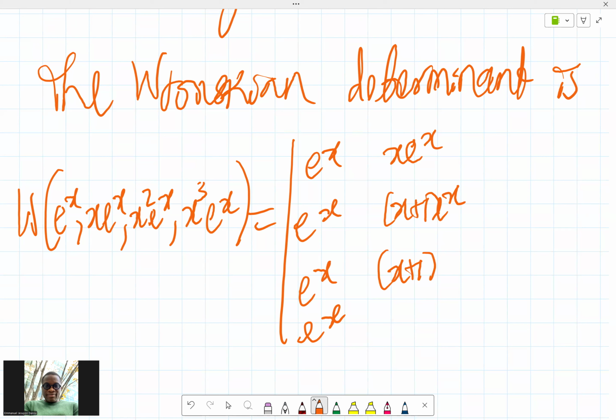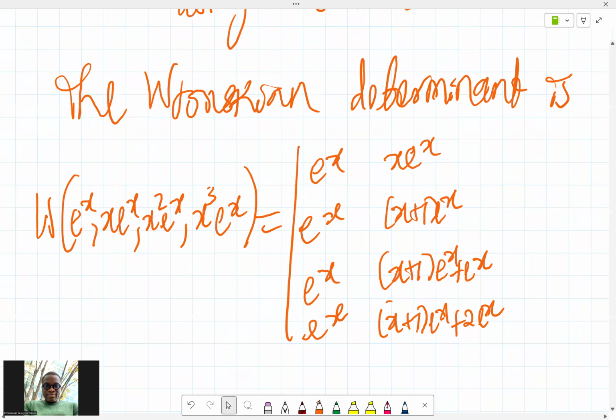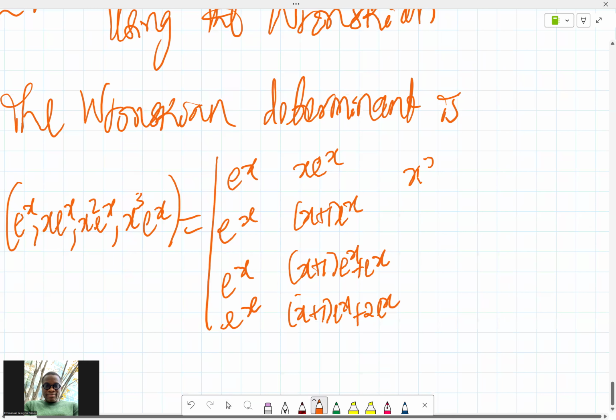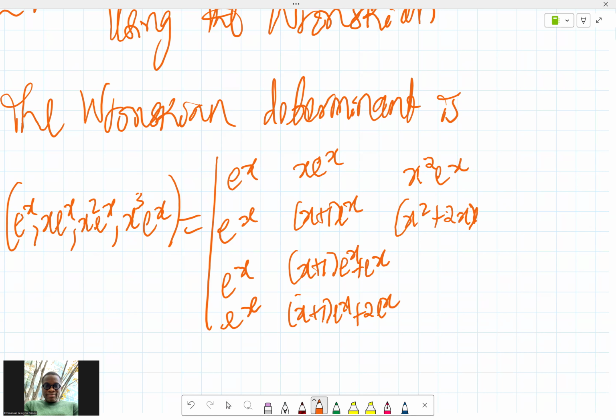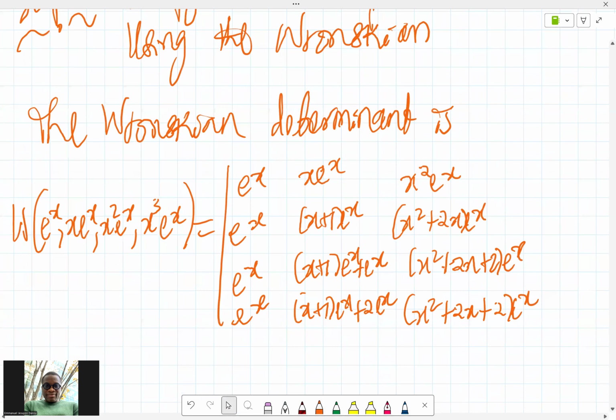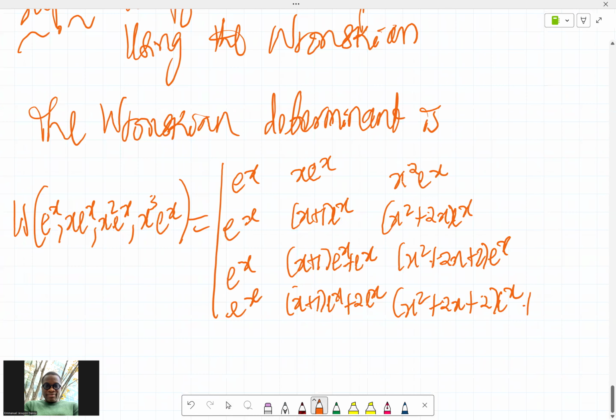So you have x plus 1 e raised power x plus e raised power x. Next you have x plus 1 e raised power x plus 2e raised power x. So that's for the second solution. Next you go for x squared e raised power x, and in that case you have x squared plus 2x e raised power x. Next, you have x squared plus 2x plus 2 e raised power x. Lastly, you have x squared plus 2x plus 2 e raised power x, and then plus 2 again, x plus 1 e raised power x.